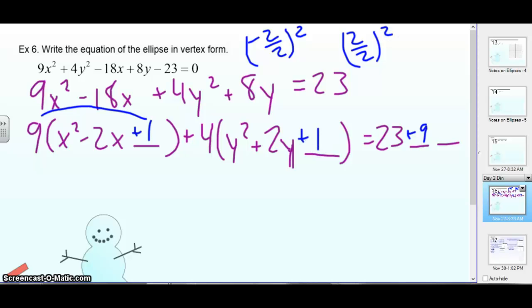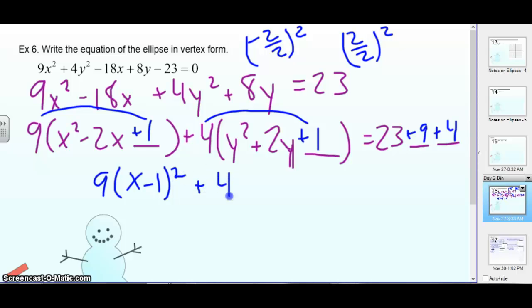But I'm not going to add 1 to the other side. I've got to multiply it by the 4, so I'm going to add 4 to the other side. Okay, so we're going to keep the 9, and we're going to factor, so this would be x minus 1 squared plus, and then keep the 4. This is going to be y plus 1 squared equals, and then if I add everything on the other side, I get 36. Remember, ellipses are equal to 1, so I'm going to divide everything by 36.